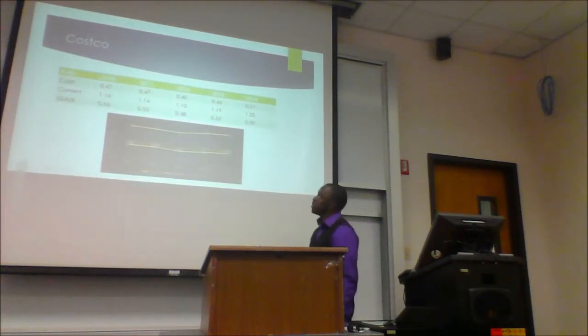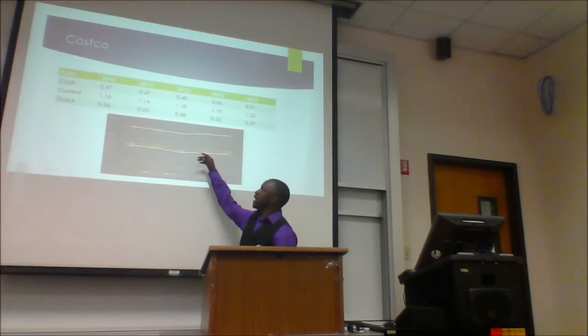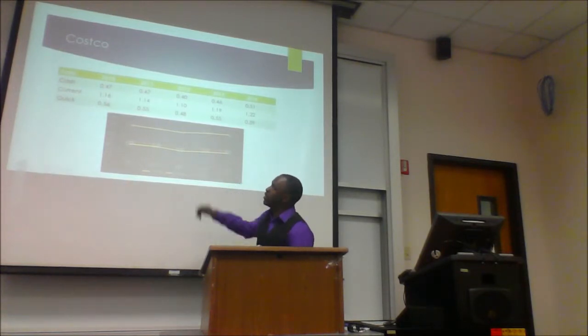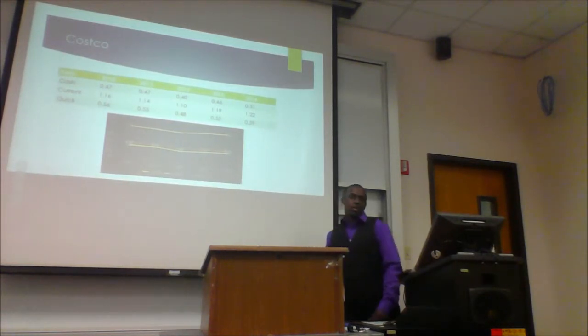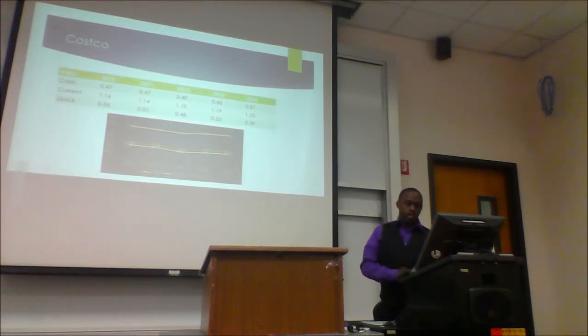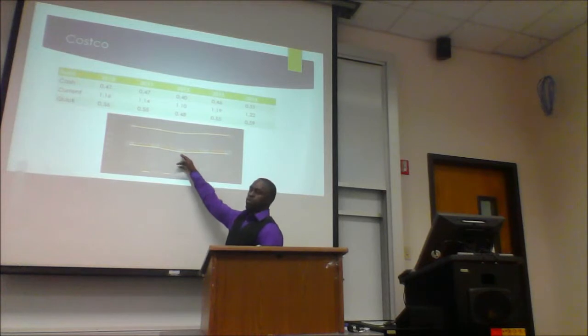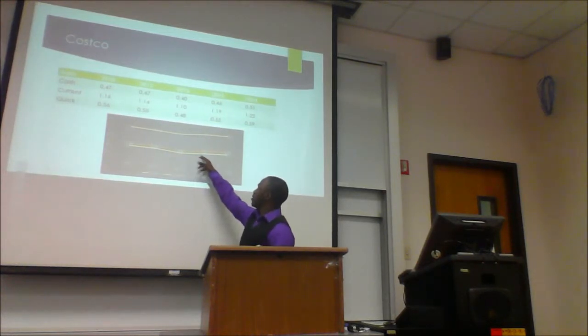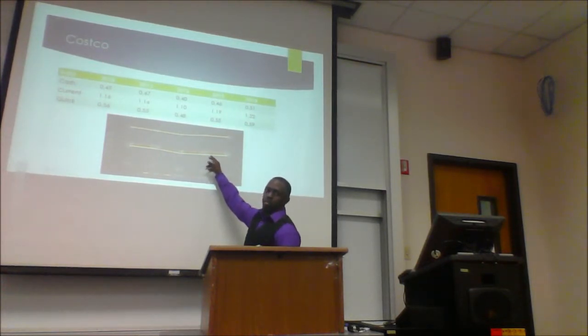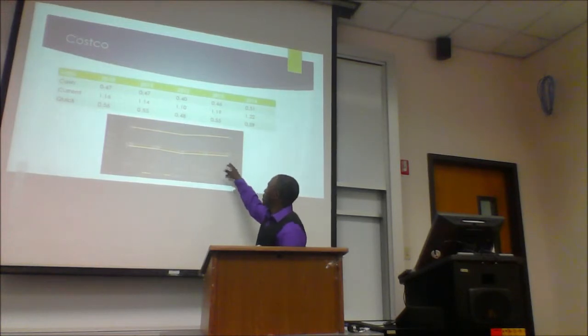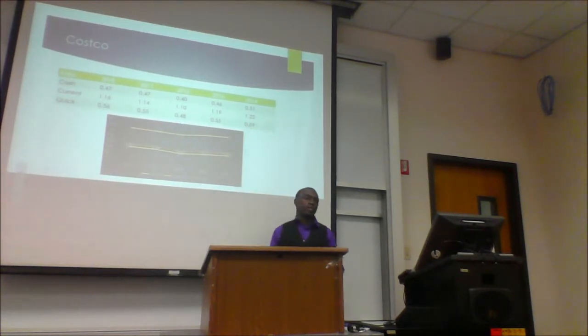For Costco, as you see, in 2012 the cash ratio was 0.40, the current ratio was 1.10, and the quick ratio was 0.48. According to this graph, in 2012 they were low, but they increased gradually in 2013 and increased even more in 2014, which is a good look if you want to give them a short-term loan.